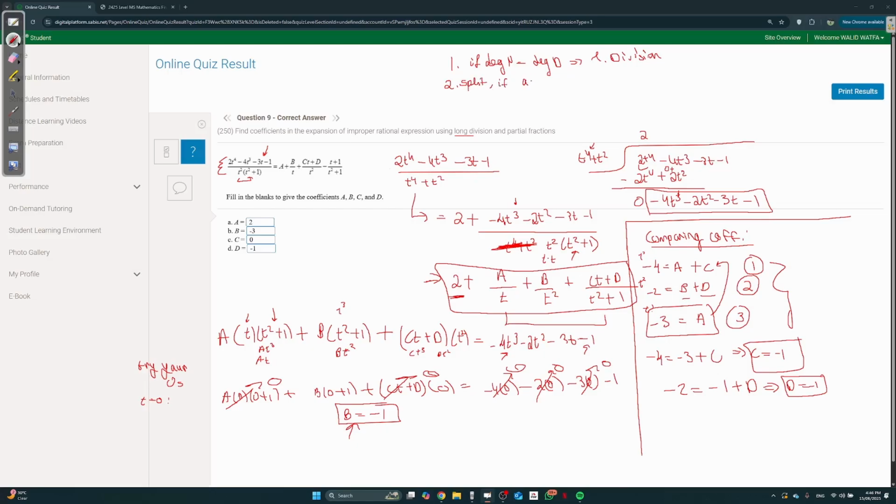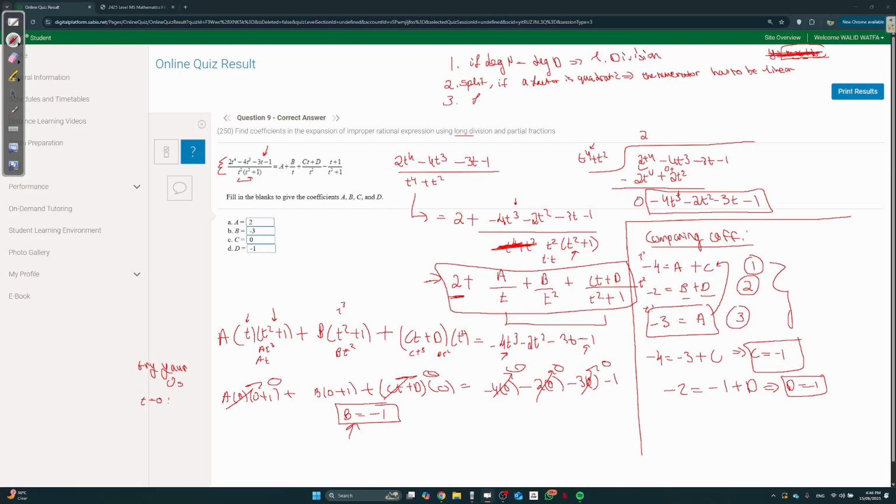If a factor is a quadratic, then the numerator has to be linear. Linear means, you know what linear means? Means y is equal to mx plus b. This mx plus b, that's what linear means. Like something times x plus another something. Okay? That's what we mean with linear.